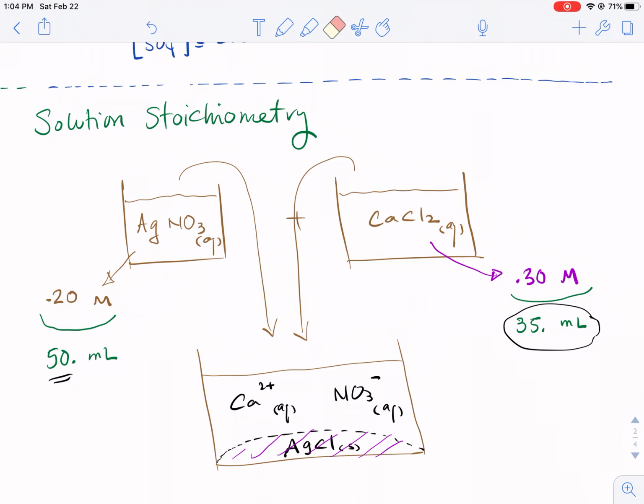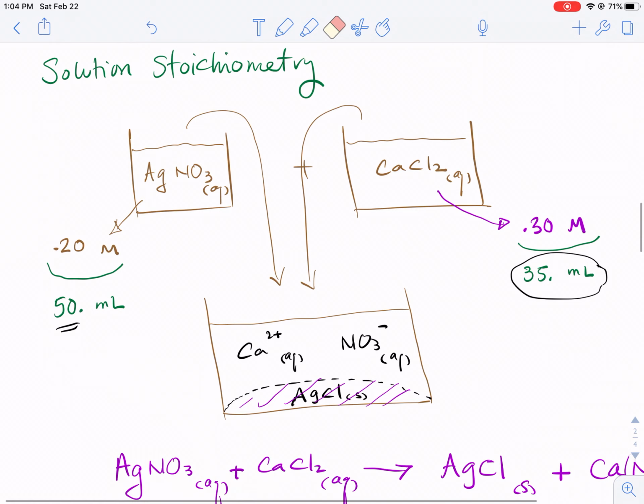So I have two solutions. One is prepared as silver nitrate, aqueous. The concentration is 0.20 molarity, which is 0.20 moles per liter. The quantity of that solution is 15 milliliters. And we are mixing that with a second solution, 0.30 molarity calcium chloride, and 35 milliliters of that.